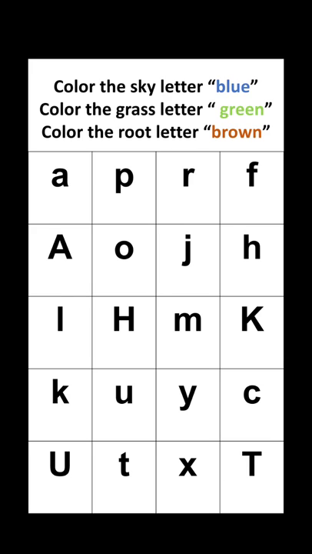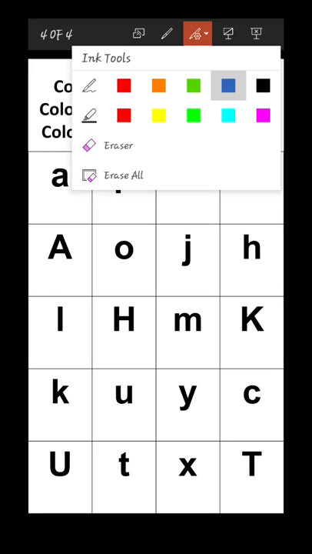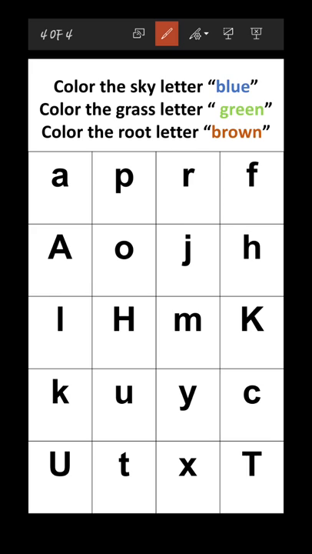Color the sky letter blue, color the grass letter green and color the root letter brown. Here you have to do the blue color in sky letters. First let's find the sky letters. The first sky letter is letter f because it can come in first three lines. Now the next sky letter is letter A. It's uppercase letter A because uppercase letters can come in first three lines. They all are sky letters. So we can do blue color in sky letters like this.